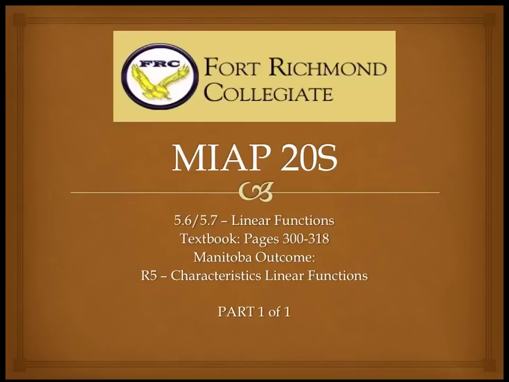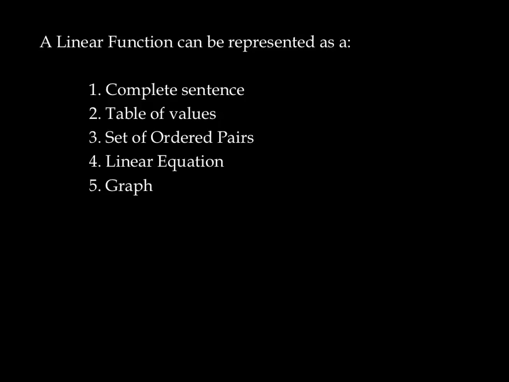Okay, this is the characteristics of linear functions, outcome R5. In outcome R4, we learned that a linear function can be represented in one of five ways. We can write a complete sentence, we can create a table of values, we can make a set of ordered pairs, we can write a linear equation, or we can draw a graph.